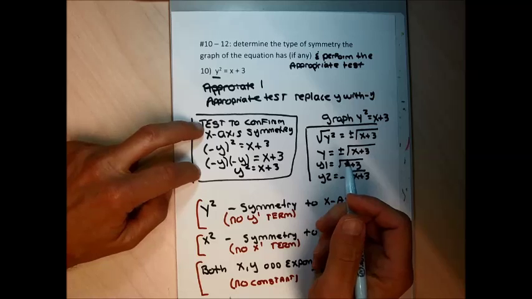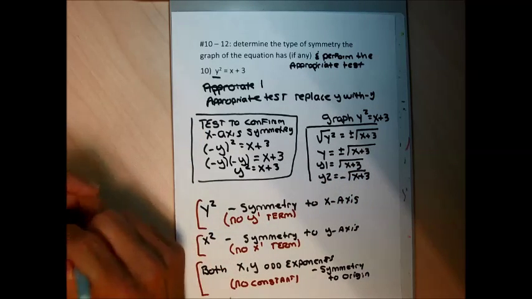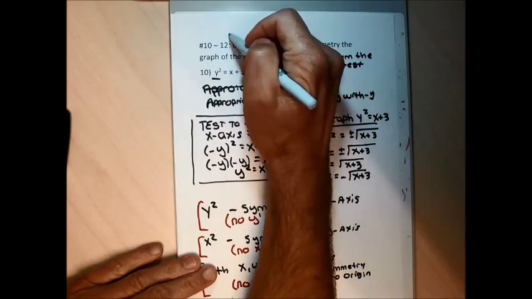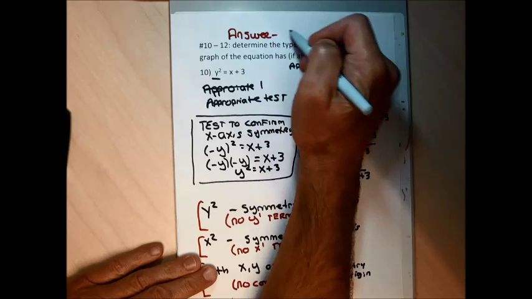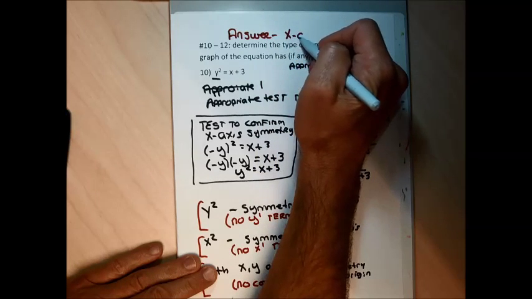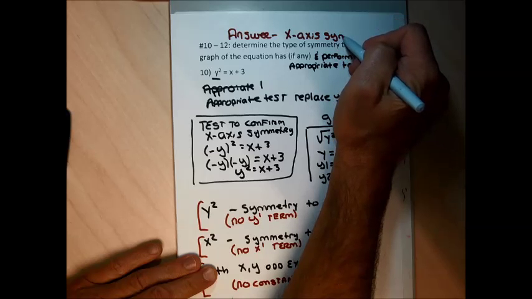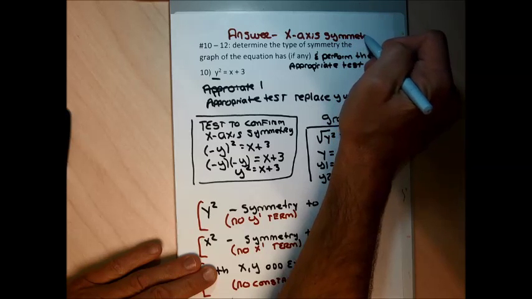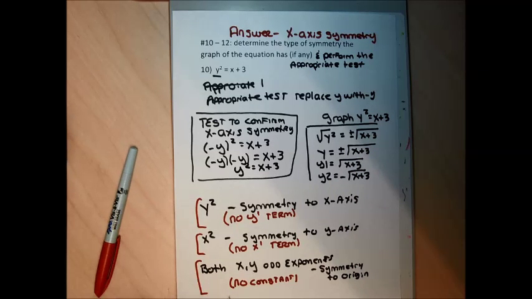So these three little lines right here, you're going to have to show on the test before you write an answer. The answer to problem 10 is the graph has x-axis symmetry. But if that's all you wrote, that the graph has x-axis symmetry, you're going to lose most of the points because you'd have to do the appropriate test.